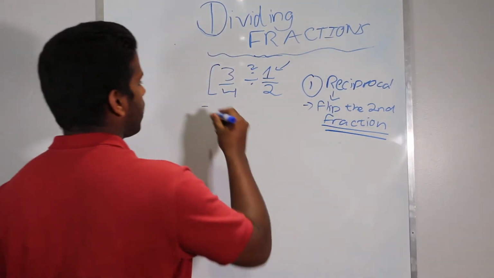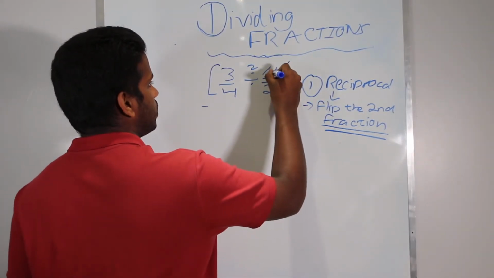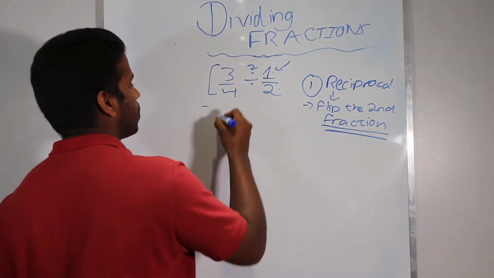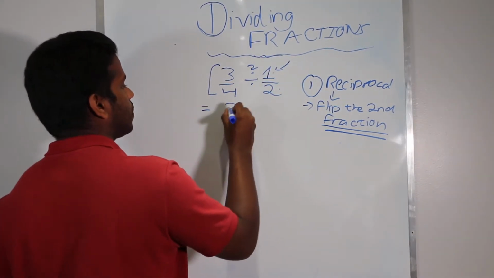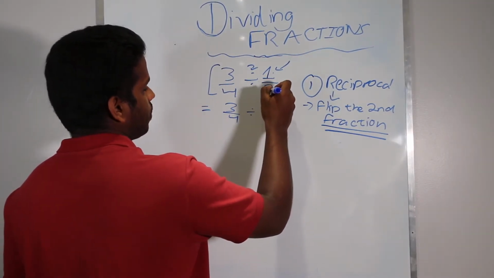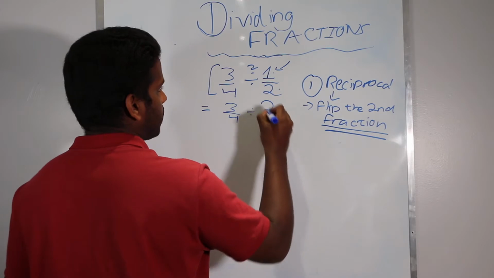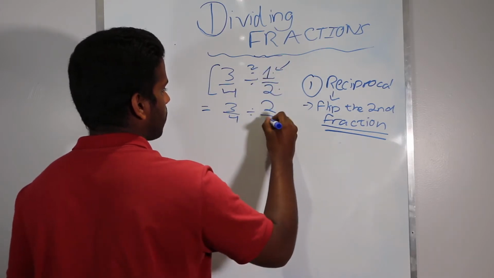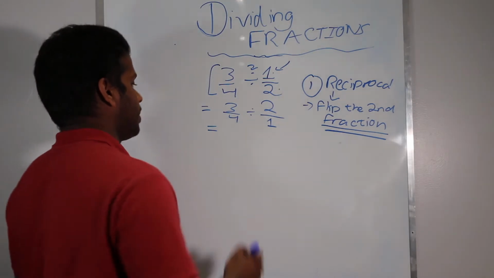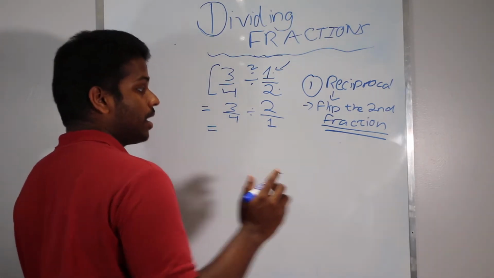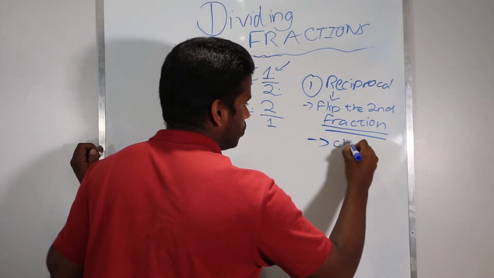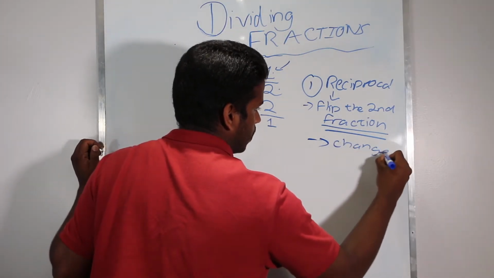Flipping the fraction means the numerator goes to the bottom and the denominator goes to the top. So we'll look at it. It equals 3/4 divided by 2. The denominator goes up here and the numerator comes down. Look, so 3/4 divided by 2/1. But we don't just divide it like that.